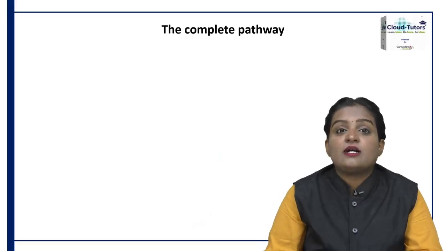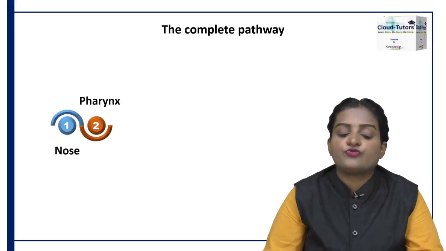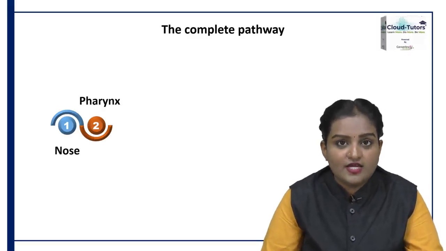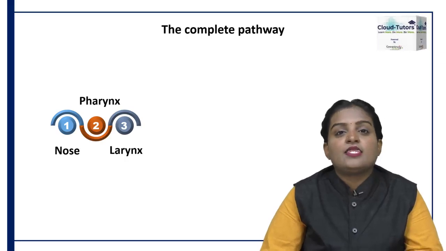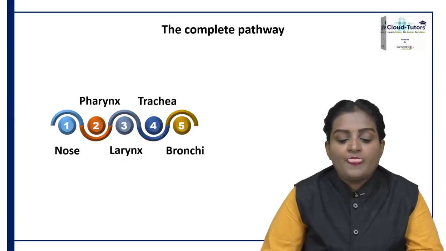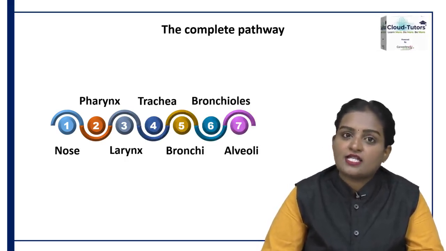Now if you see the complete pathway, it starts with the nose, nostrils, then goes to the common path, that is the pharynx. From the pharynx it goes to the larynx, the sound box. Then it goes to the trachea, bronchi, primary, secondary and tertiary, then bronchioles, alveolar duct and alveoli.